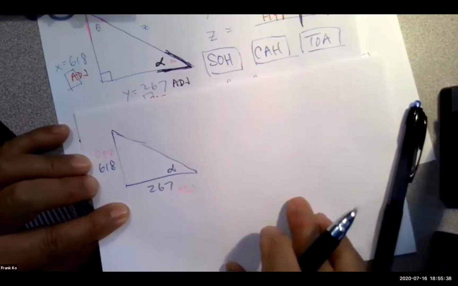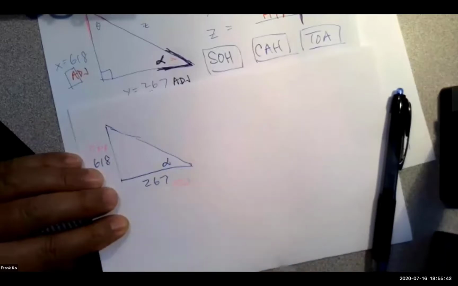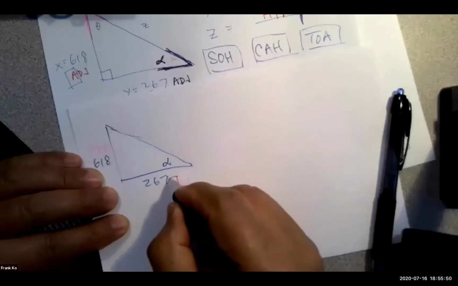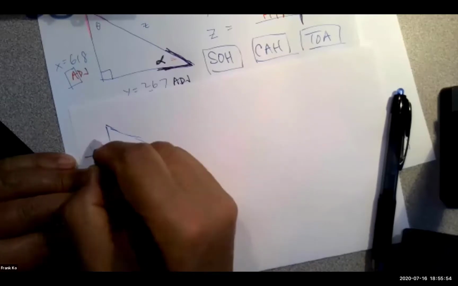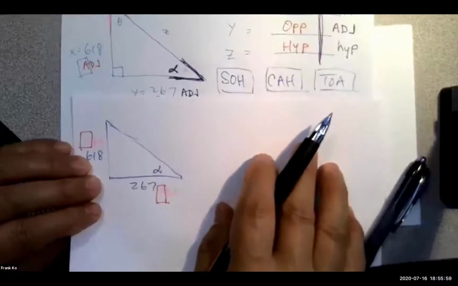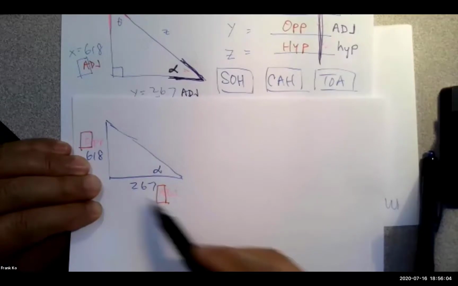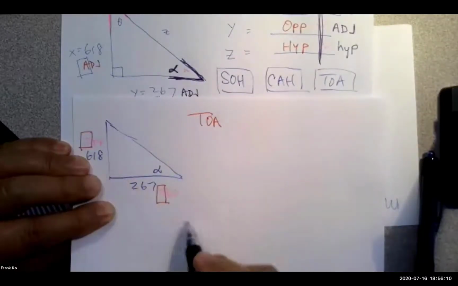And we are looking for first letters. What is the first letter of the word adjacent? An A. What is the first letter of the word opposite? An O. So from Sohcahtoa, which of these three names has an O and an A? Again, it has Toa. So we will use Toa, because I have an O and an A.